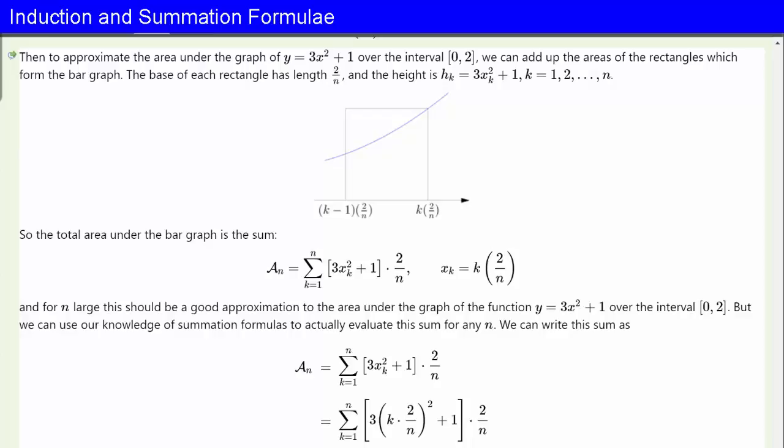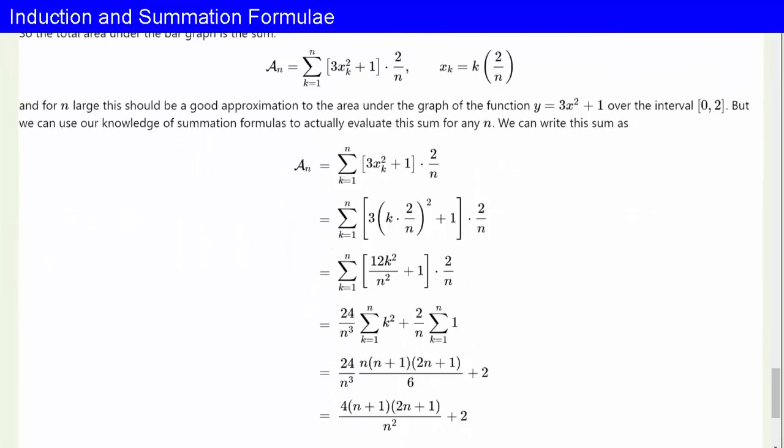For n large, this should be a good approximation to the area under the graph of this function, y equals 3x squared plus 1, over the interval [0, 2]. But we can use our knowledge of summation formulas to actually evaluate this sum very quickly for any n. We write the sum as A_n, A standing for area under the bar graph, as the summation k equal 1 to n of (3x_k squared plus 1) times 2 over n. That's just the area of the rectangles.